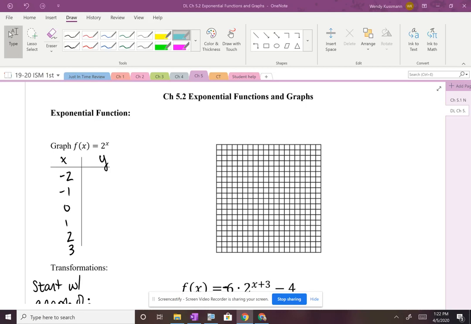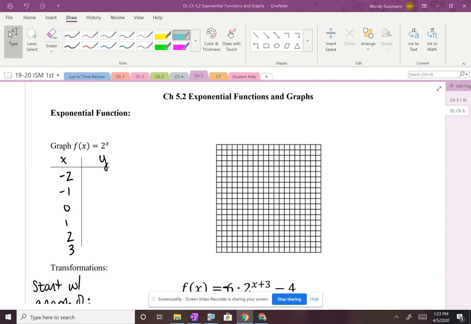All right, everybody, today we're going to talk about chapter 5.2, exponential functions and their graphs. I want to make sure, first of all, this is video 1. Make sure you're watching the videos in order and that either you've printed out the notes or that you have a piece of paper and you are writing this down. We will have a test over this later, so it's crucial for you to have your notes.